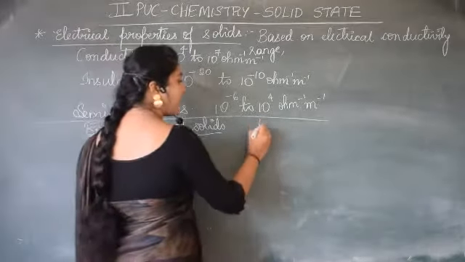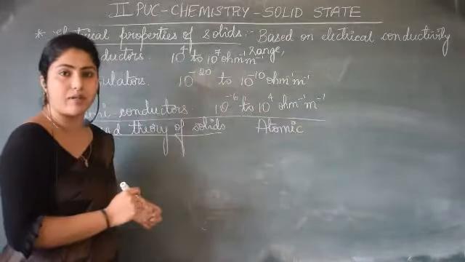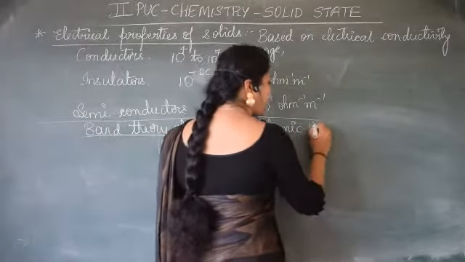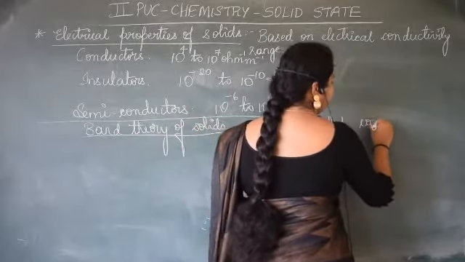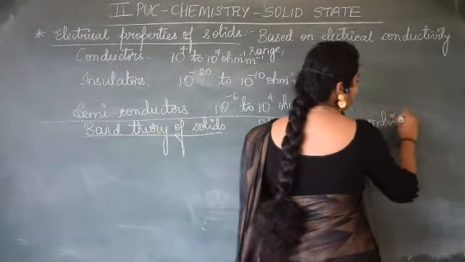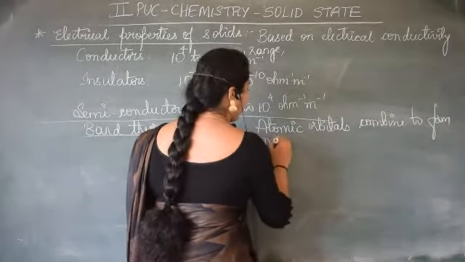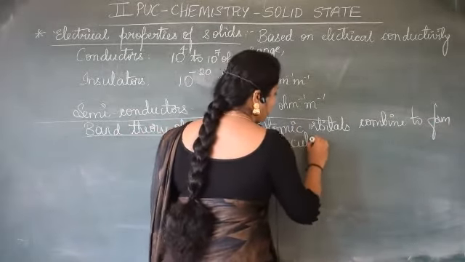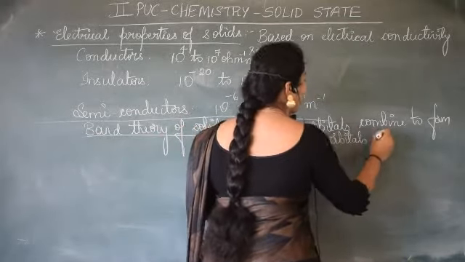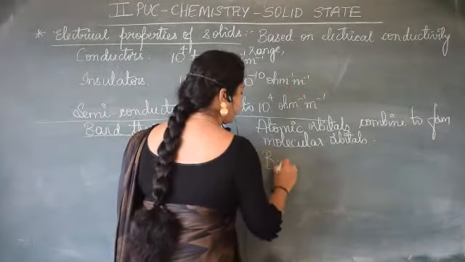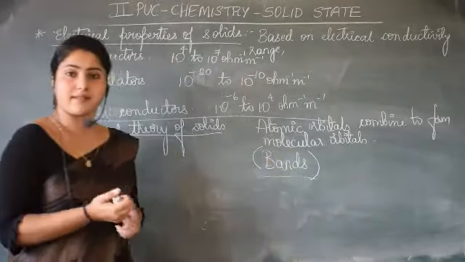Atomic orbitals, you will be studying this in the chemical bonding chapter. Two or more atomic orbitals combine to form molecular orbitals, which can generally be called bands. In general, we can consider them as bands.